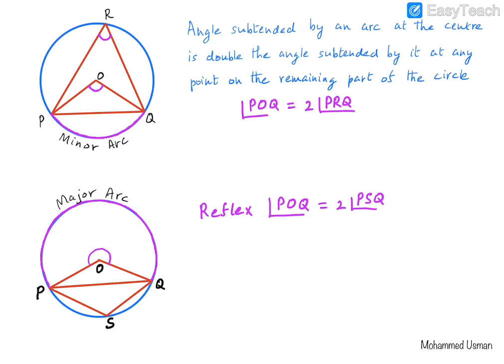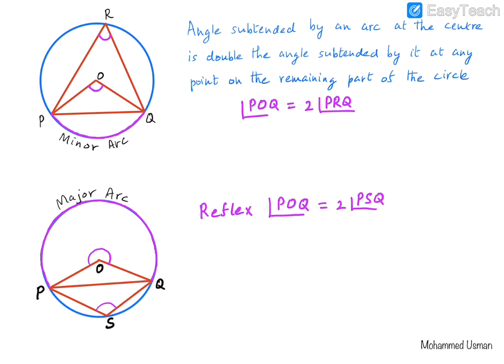And that is equal to 2 times the angle subtended at any other point on the remaining part of the circle. So any other point on the remaining part of the circle is anywhere in this part, PSQ. So we mark this point S. So the angle PSQ is here. Okay, so the reflex angle POQ, which is subtended by the major arc, is 2 times the angle subtended at the circumference, which is PSQ. Okay, POQ is 2 times PSQ.